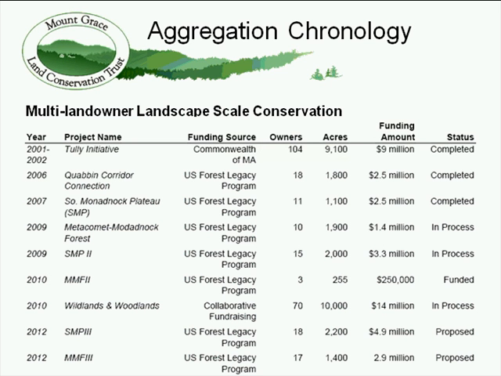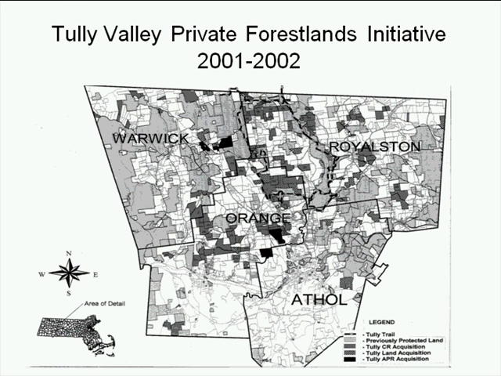So now I'm going to move on to the unique elements, just briefly about each of the projects. Every aggregation project is unique. That's what's nice. It adapts to all scales and all resource types. And so the things that are in common are partnering and working with multiple landowners across a landscape.